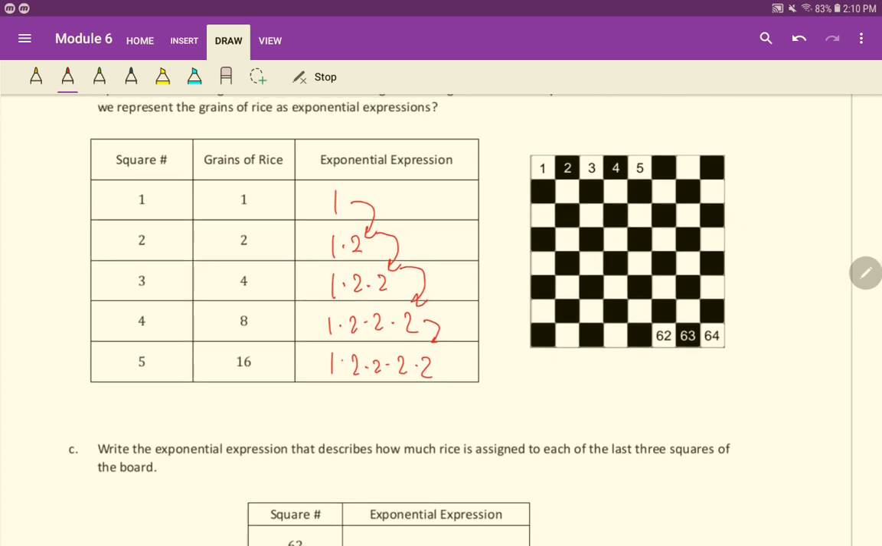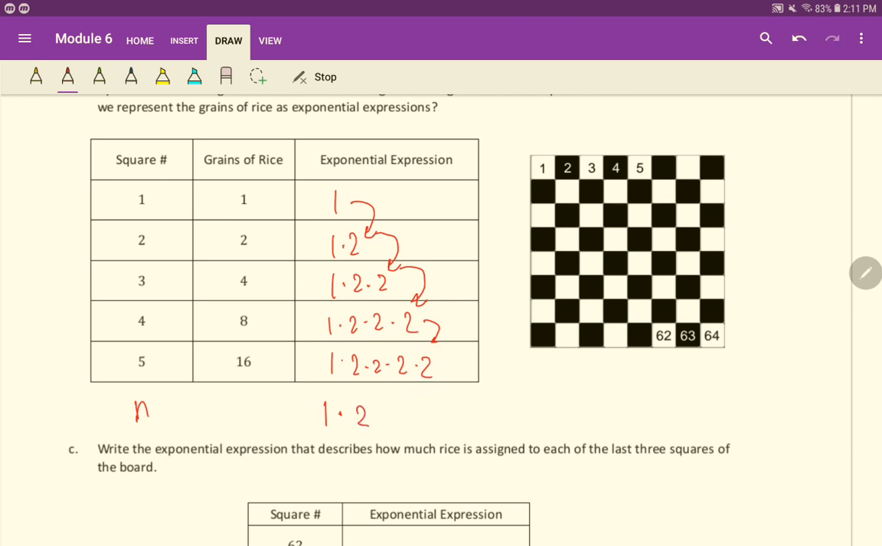So what happens, right? Well, we always have the 1. And then how many 2s do we have? Well, on the first square, we have no 2s. On the second square, we have 1 two. On the third square, we have 2 twos. On the fourth square, we have 3 twos. On the fifth square, we have 4 twos. So we have 1 fewer 2 each time. So we have 4 twos multiplied together here, but it was the fifth square.